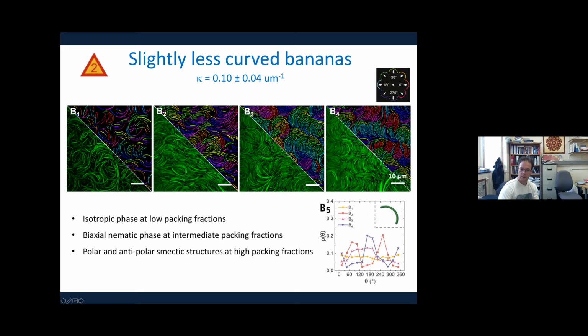So here we already start seeing some quite nice liquid crystalline behavior. But the most interesting system that we studied was the third one, which is the lowest curvature that we looked at, 0.08.